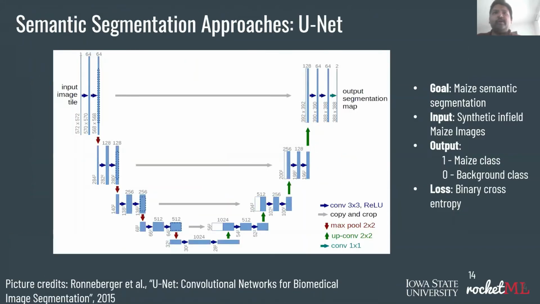We used UNet architecture for semantic segmentation. It consists of an encoding path and a decoding path. The encoding path follows a typical architecture of a convolutional neural network. A series of convolution and pooling layers downsamples the image resolution, and the decoding path upsamples the features back to the original resolution. The input to the model was synthetically created infield maize images. The output score was 1 for the maize class and 0 for the background class. We used binary cross entropy as the loss function.